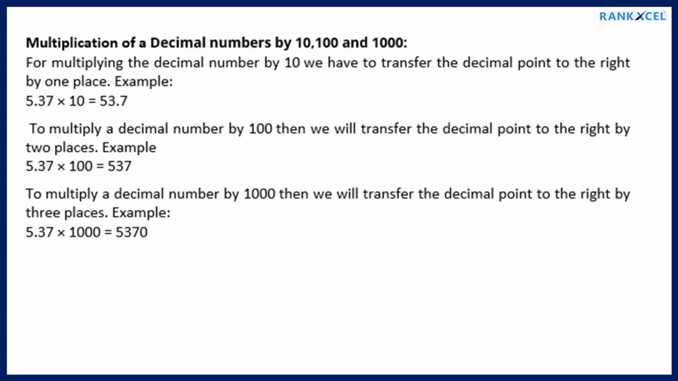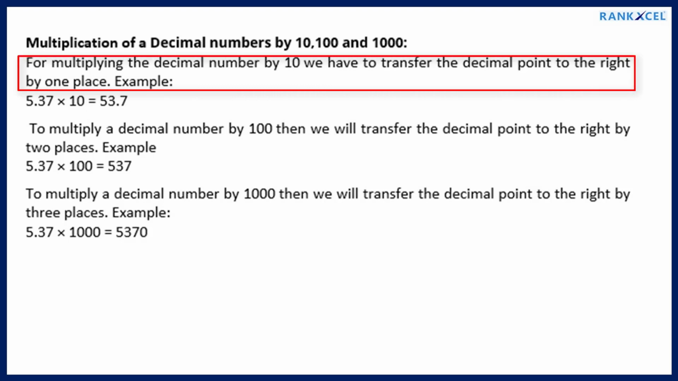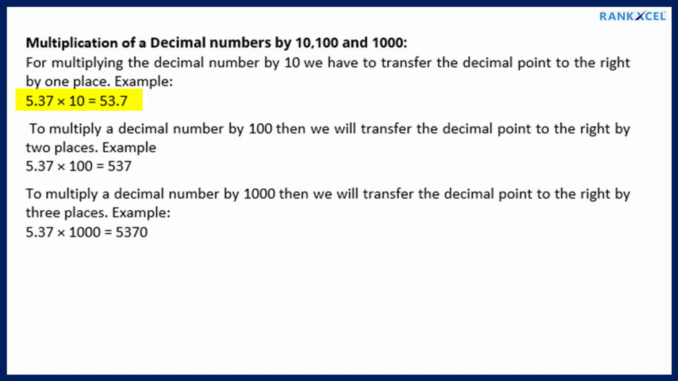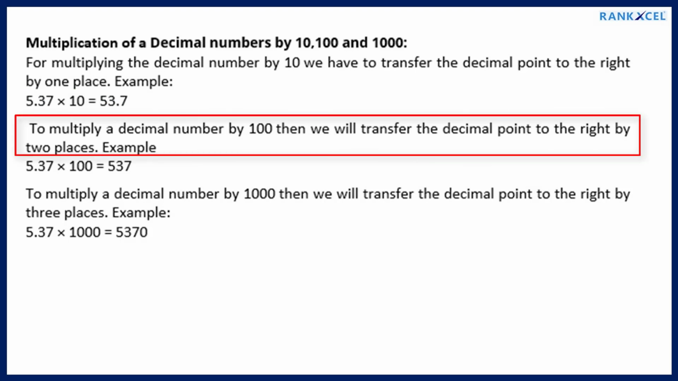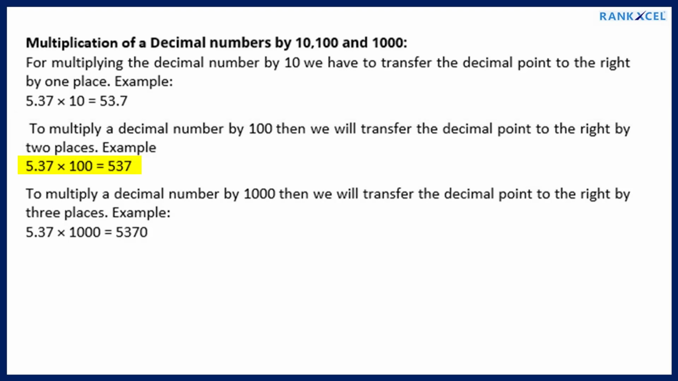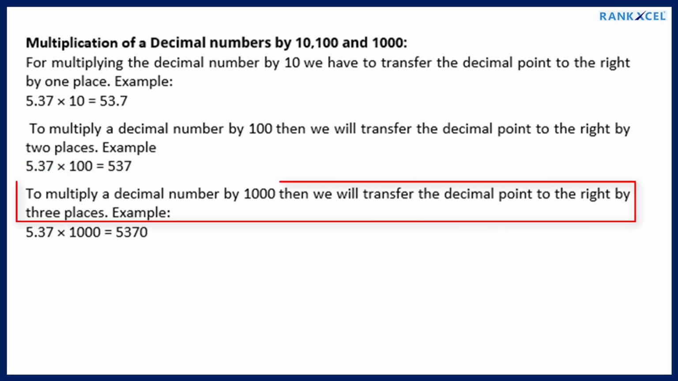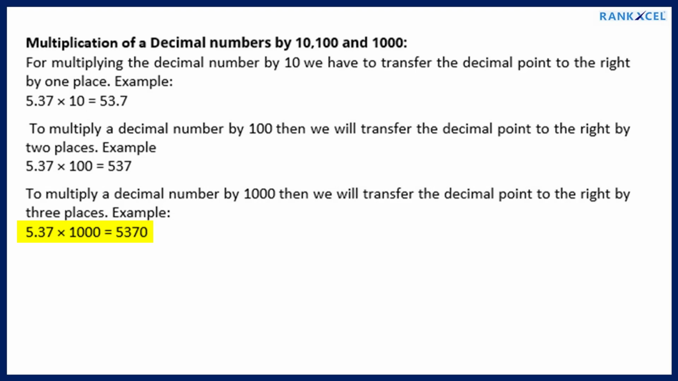Multiplication of decimal numbers by 10, 100 and 1000. For multiplying a decimal number by 10, we have to transfer the decimal point to the right by one place. Example. 5.37 times 10 equals 53.7. To multiply a decimal number by 100, we will transfer the decimal point to the right by two places. Example. 5.37 times 100 equals 537. To multiply a decimal number by 1000, we will transfer the decimal point to the right by three places. Example. 5.37 times 1000 equals 5370.